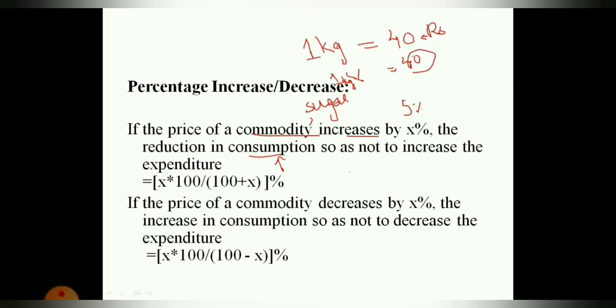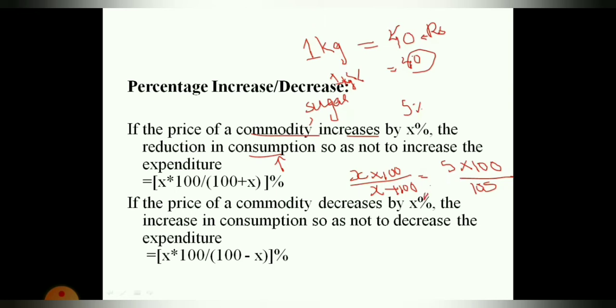Here, 5 into 100 by 100 plus x percentage, that is 5 into 100 by 100 plus 5, which is 105. So 500 by 105 percentage. So this way we can calculate this type of problems, using this equation.